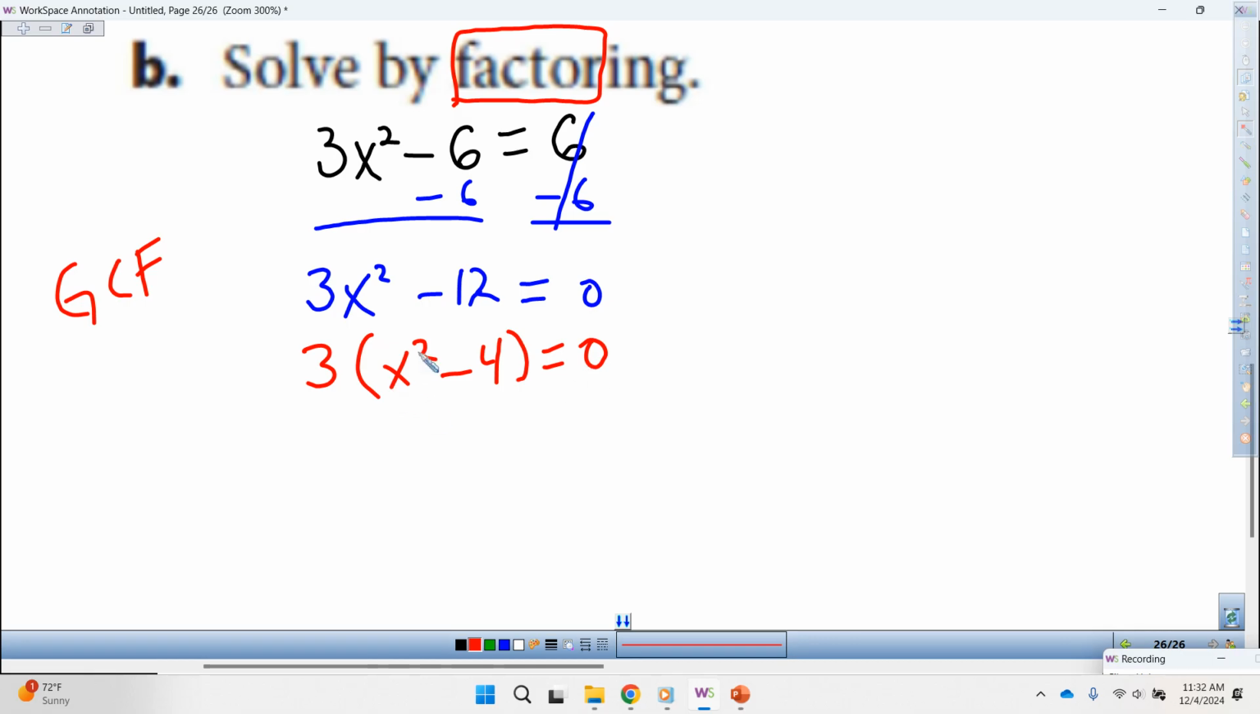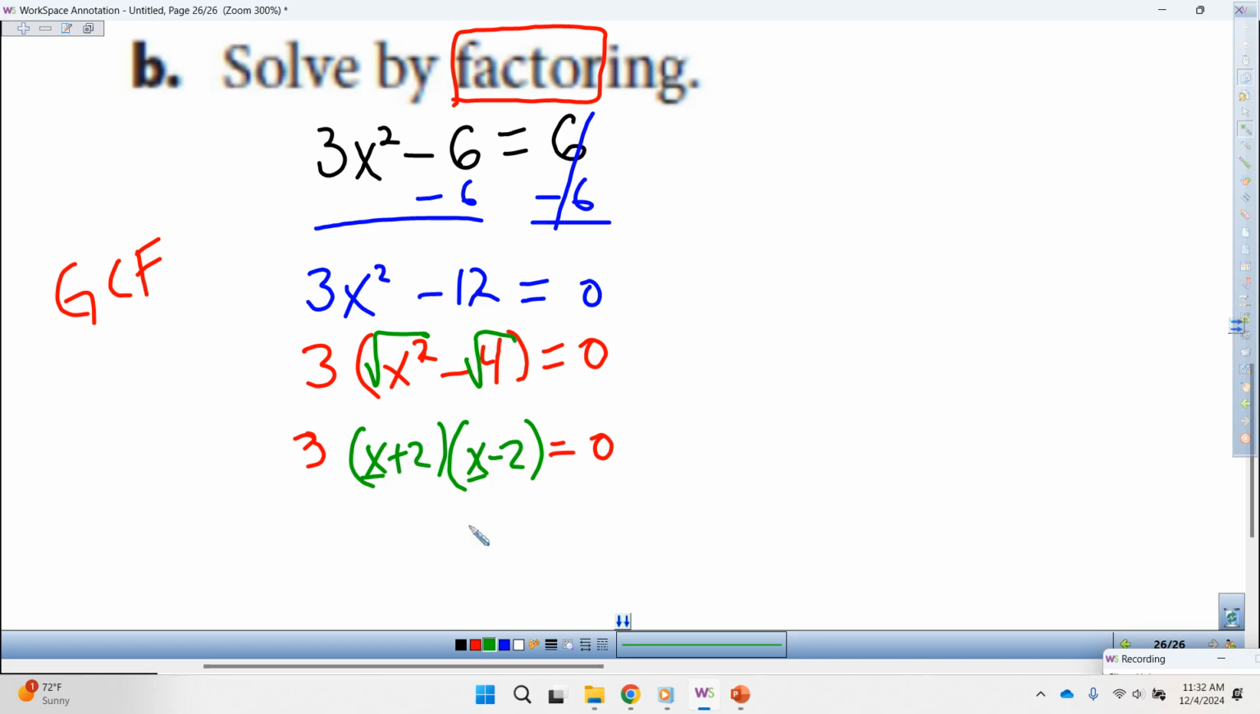We're still not done factoring because we can factor this one inside. Tell your neighbor what this one becomes. X plus 2, x minus 2. And how did Mario find that? Well, it's a binomial. Square root of this is x and x. Square root of 4 is positive 2 and negative 2.